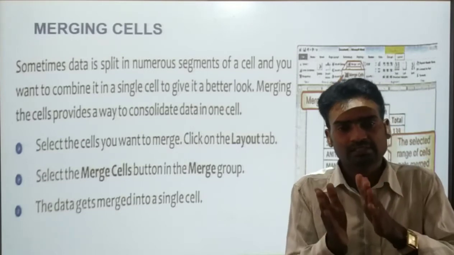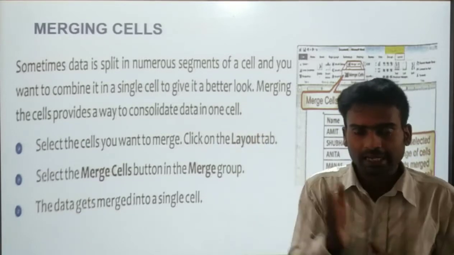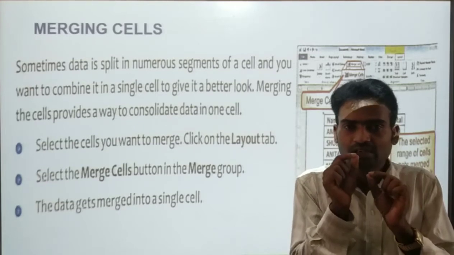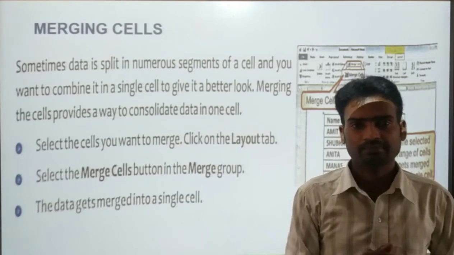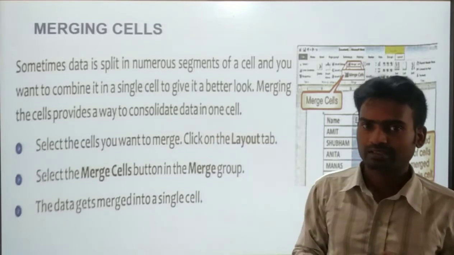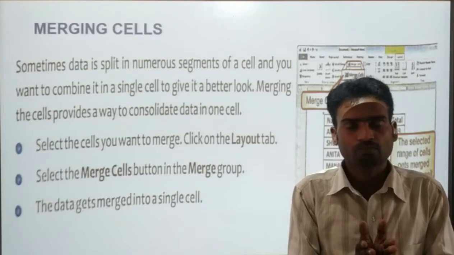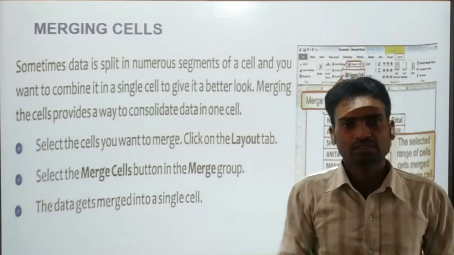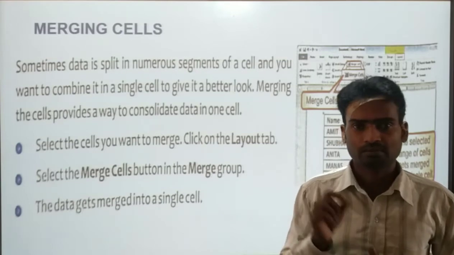Please understand the difference between splitting and merging. Splitting means we have created different small cells within a particular cell. Merging is different. Merge means more than one cell can be combined as one. They will be joined together as one cell. It is called a merging cell.